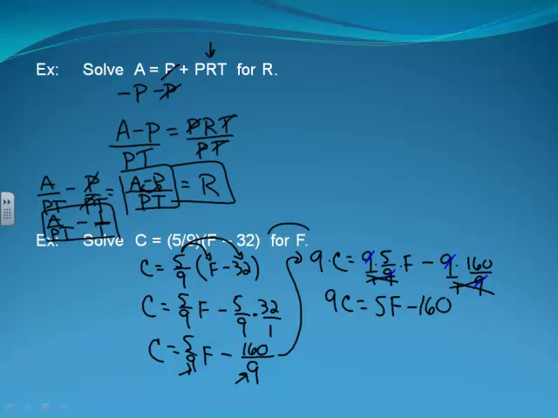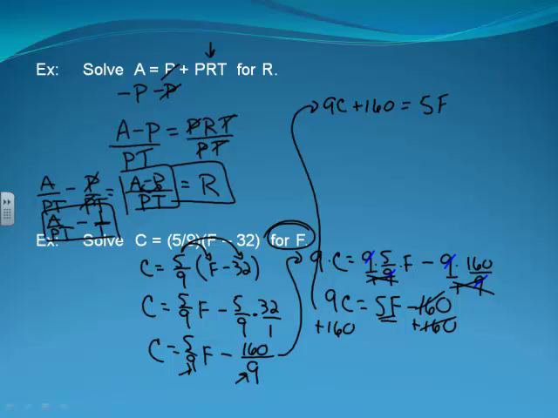Trying to solve for F because that's what the problem asks for, so we want to get that F term by itself. So we're going to move the 160 because the 160 doesn't have anything to do with the F. Now we have 9C plus 160, those are unlike terms, you can't combine them, is equal to 5 times F.